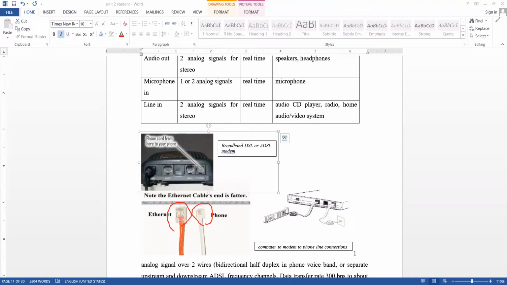Can you write it under Ethernet? You write down RJ45. That port is known as RJ45. The other one, the phone side, there you write RJ11, right?